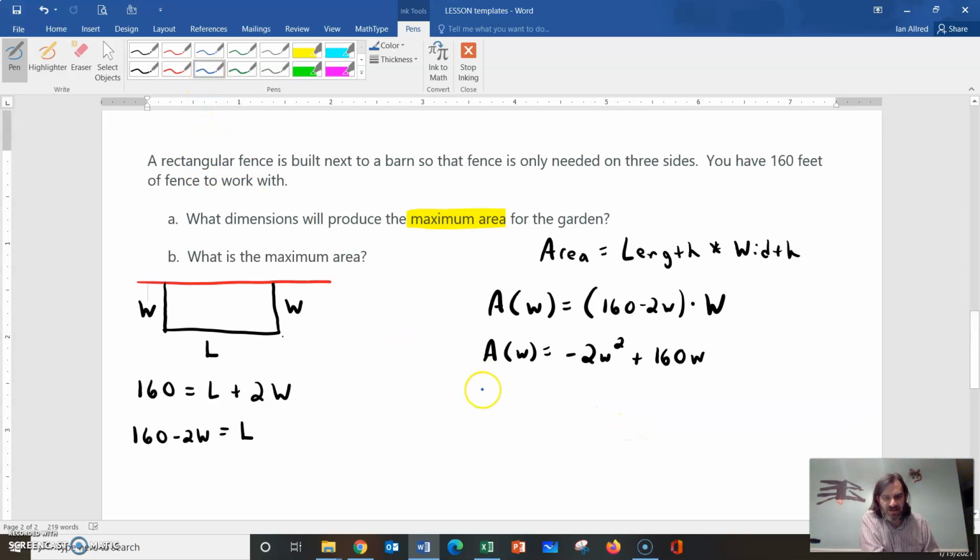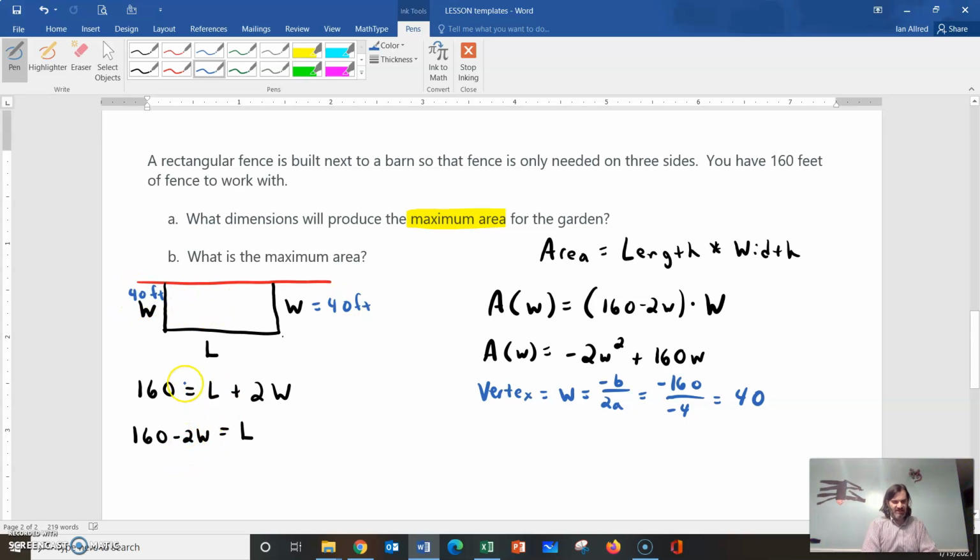So if we're going to talk about maximum, we can talk about the vertex, which in our case would be W equals negative B over 2A. Negative B will be negative 160. 2 times A will be negative 4, so negative 160 divided by negative 4, I believe, is positive 40. So the width will be 40 feet, and that'll be on both sides.